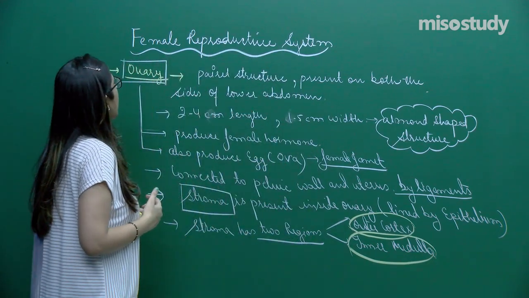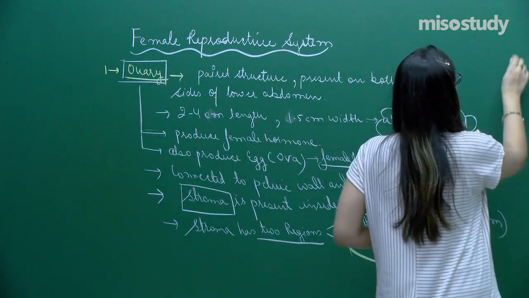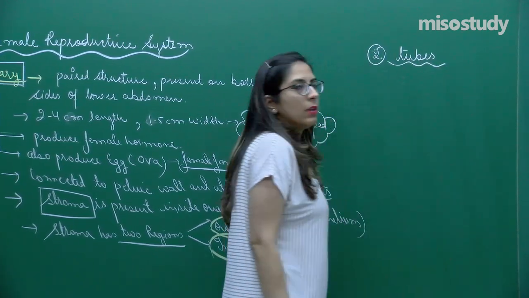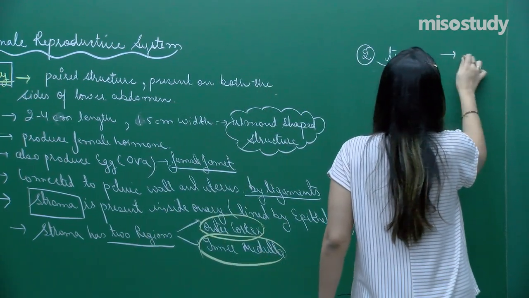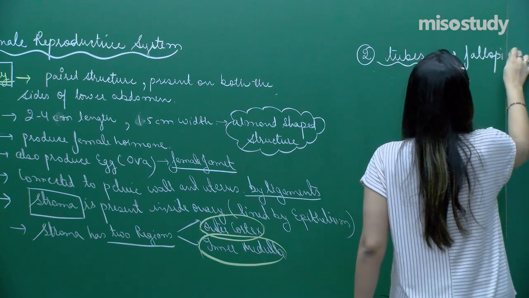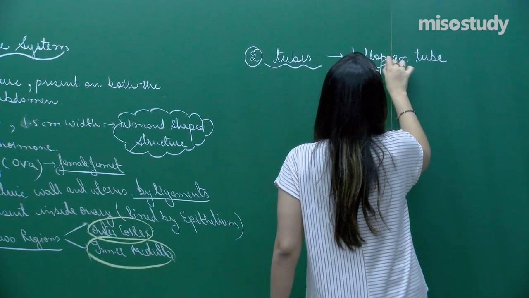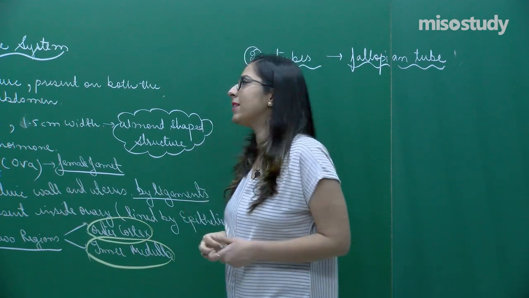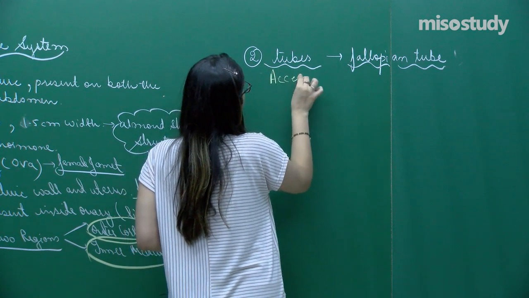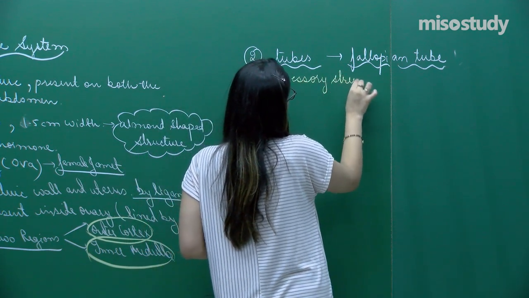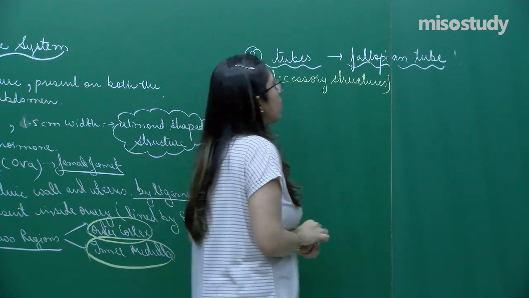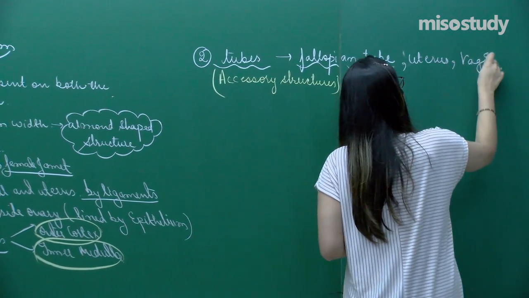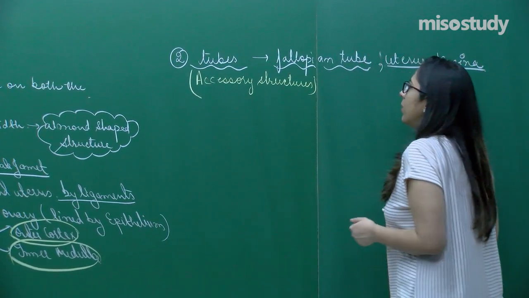So this was the first one, which is called the ovary. Now let's talk about the second, which is called tubes. You must have heard of the fallopian tube. In this we are talking about some accessory structures: the uterus, vagina, fallopian tube, etc.